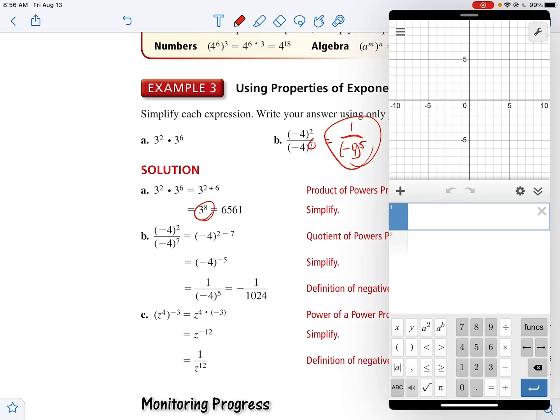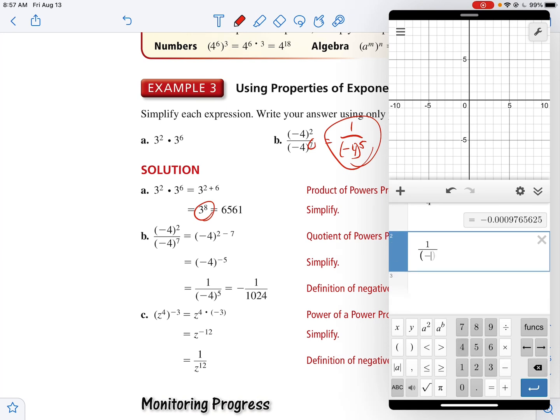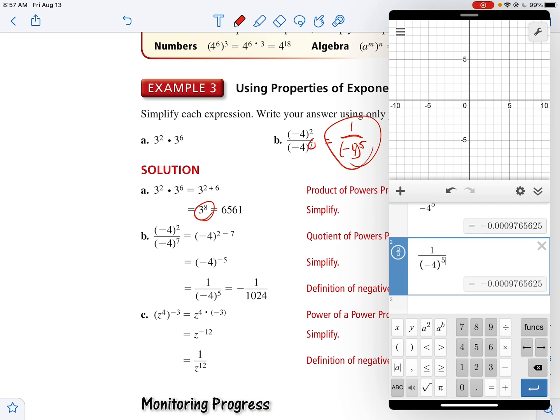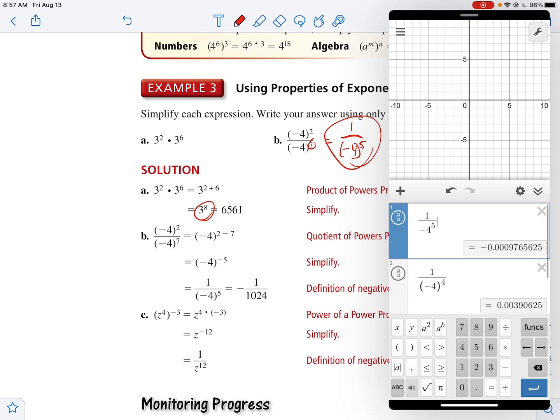Let's look at the difference. Okay. 1 divided by negative 4 to the 5th, versus 1 divided by parenthesis, negative 4, to the 5th. Look at the difference. Okay, well, it's to the 5th, so it doesn't matter that much. But let's say it was to the 4th. Let's look at what to the 4th would do.